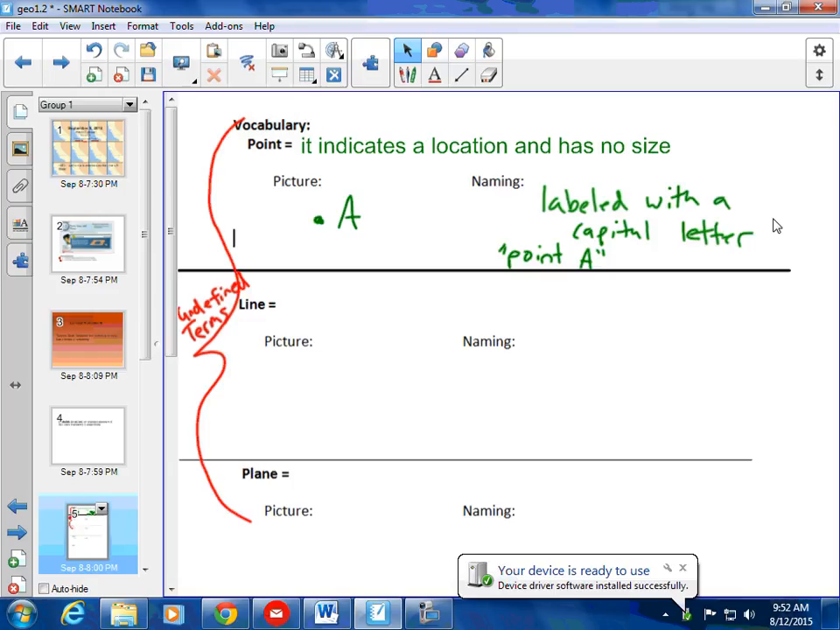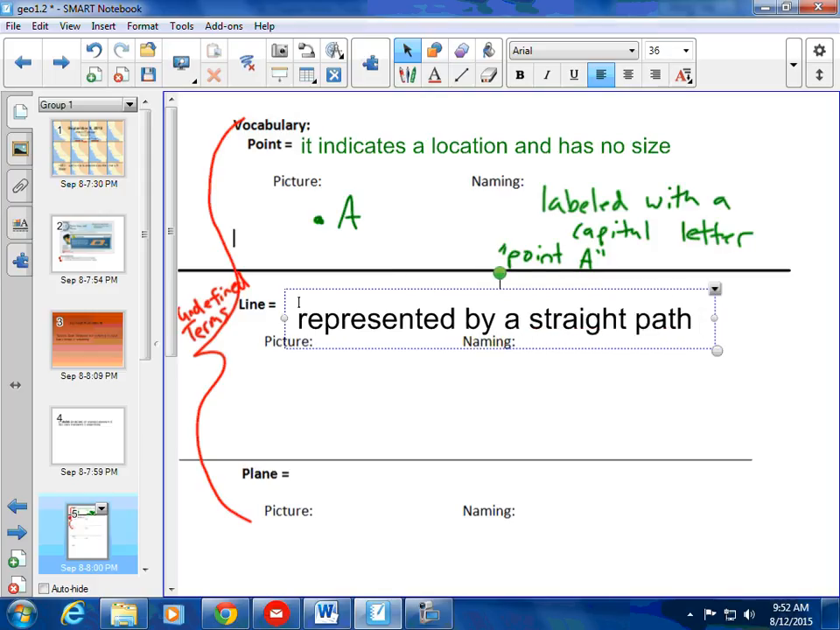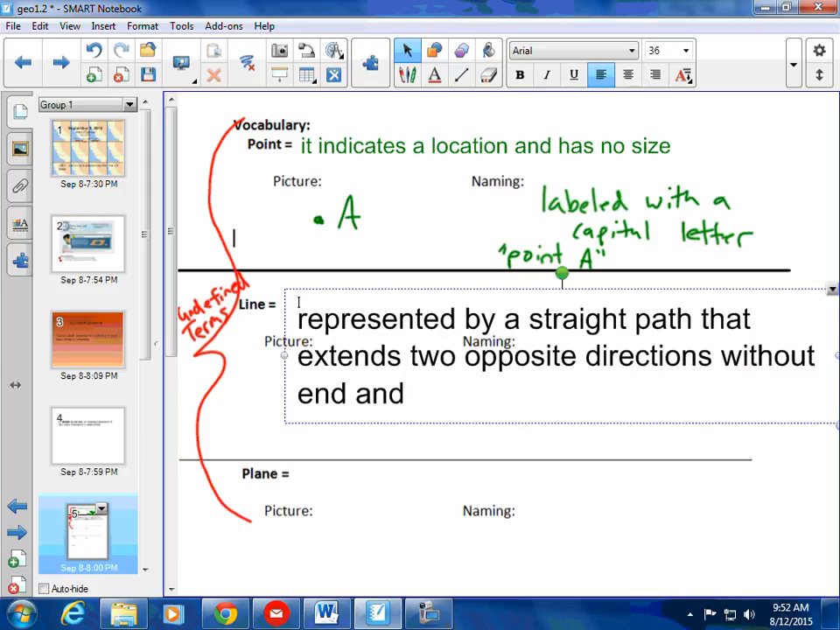So I'll type in what we know about a line. This is going to be a little bit longer, but a line is represented by a straight path, so it's going to be straight, that extends in two opposite directions without end. That's important. It's without end and with no thickness. Just like a point, even though a line looks like it has size, it has no thickness.